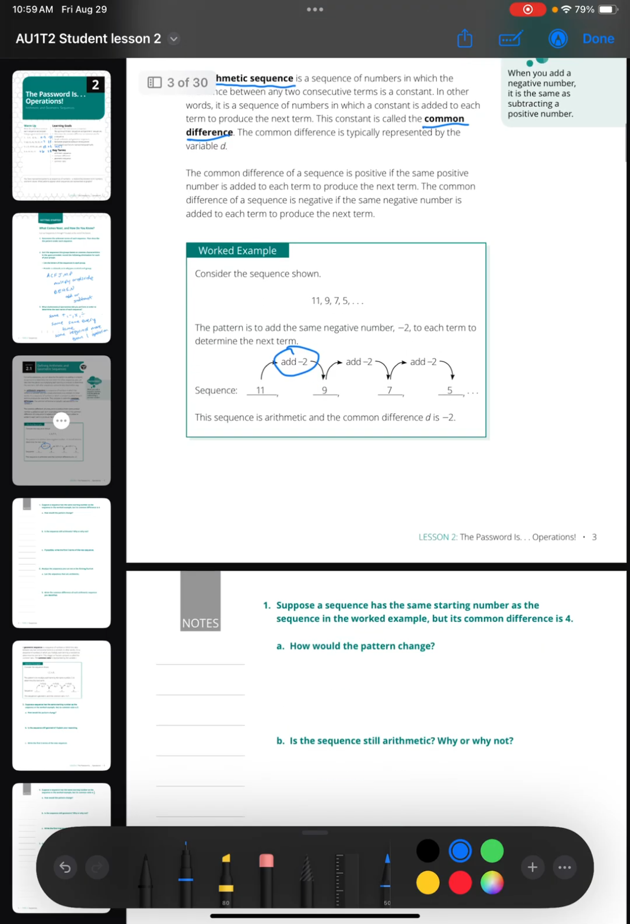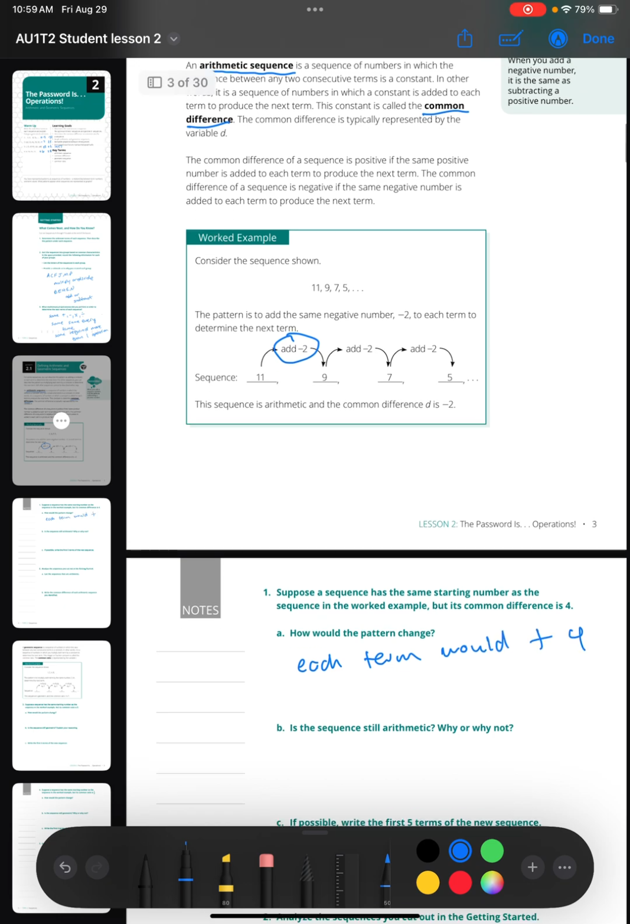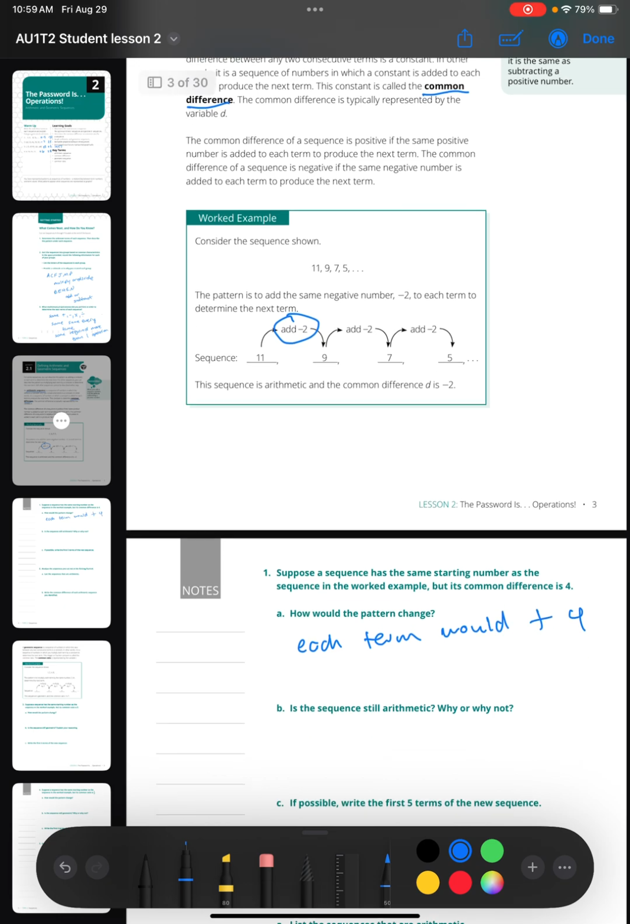The question right below that, when you get to the next page, suppose a sequence has the same starting number as the sequence in the worked example, but the common difference is 4. How would the pattern change? So each term would add 4. Is the sequence still an arithmetic sequence? Yes. It's still a common difference.